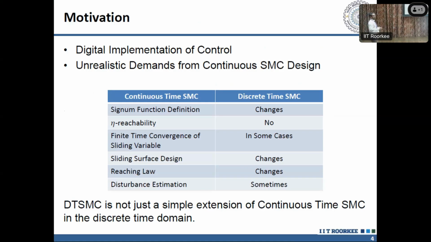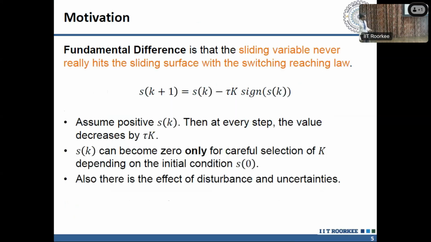So we need a new investigation. How does this investigation happen? We'll see shortly. But what is the fundamental difference? The fundamental difference is that the sliding variable never really hits the sliding surface with the switching reaching law. The switching reaching law is fundamental in continuous time sliding mode control.